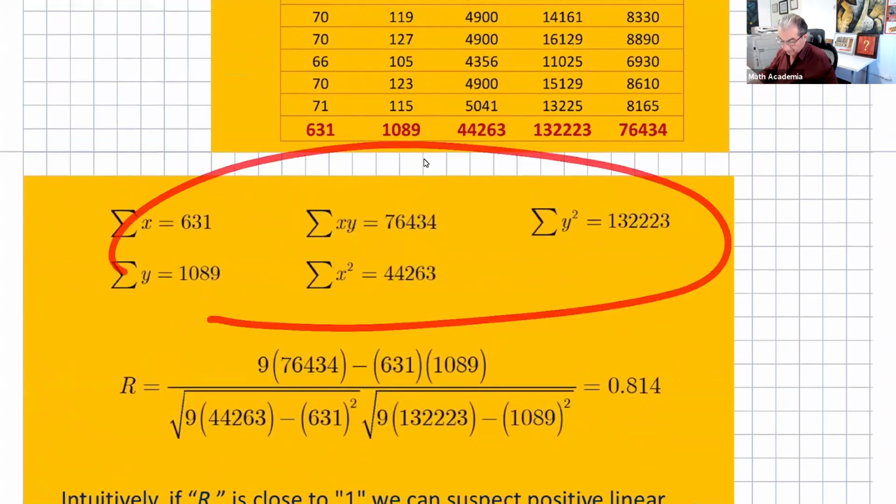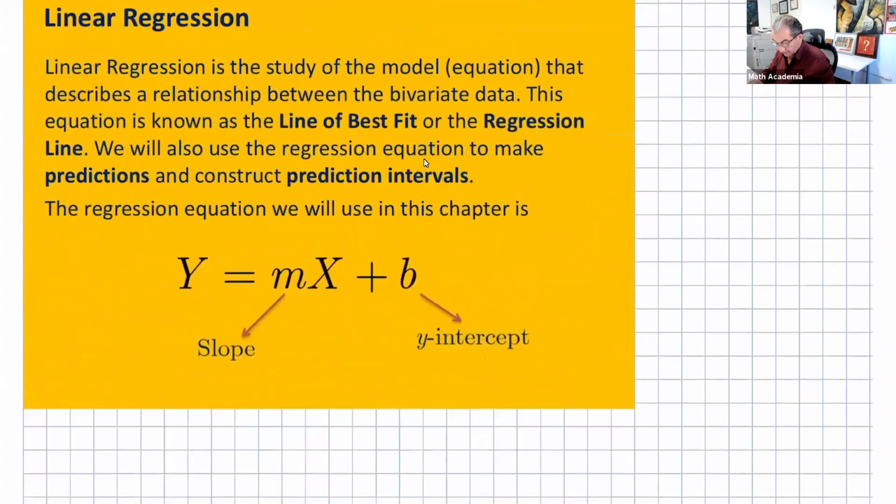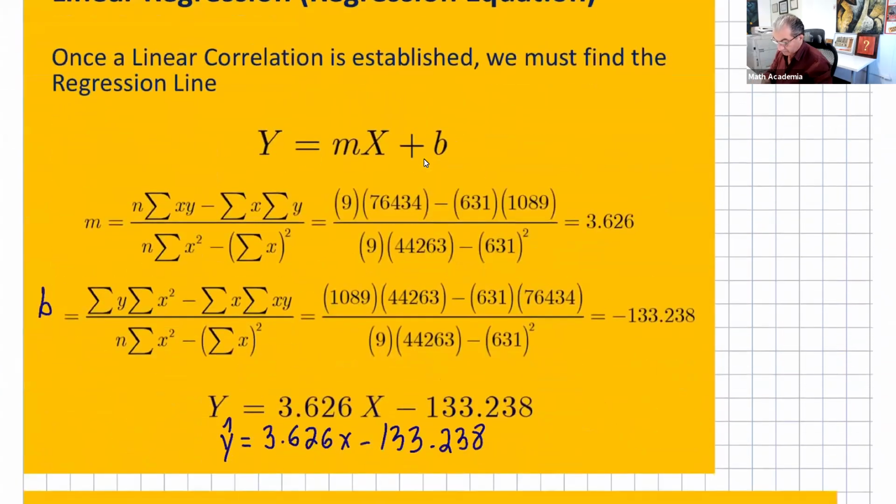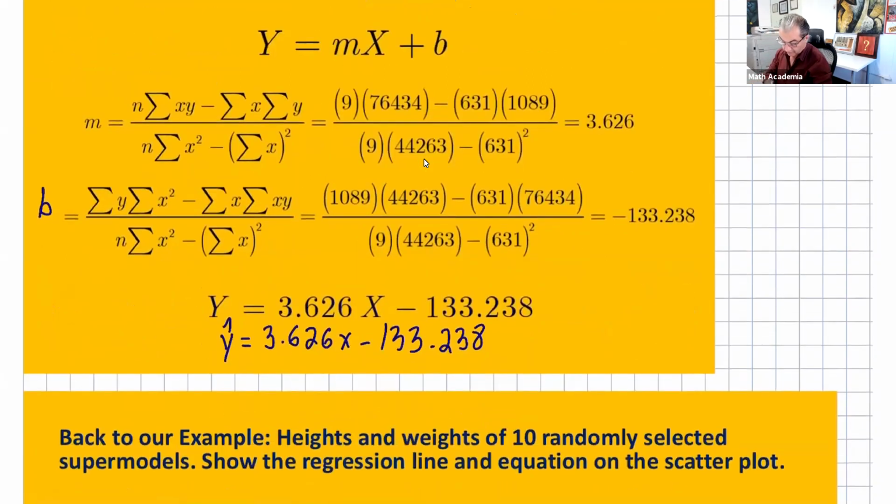So you can substitute them, and if you do that for m, you get 3.626. And the formula for b is given right here. If you substitute all those values, you get negative 133.238. So the equation of that line is given.